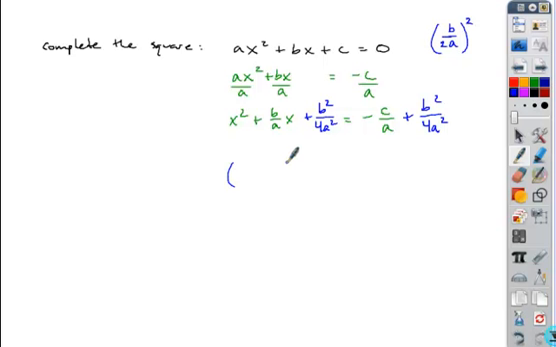And the whole point of doing that is it allows me to write this left side as a binomial square. First term always x. The second term is whatever I squared in this completing the square step. So I'm going to add b over 2a. And that's equal to, and what I'm going to do on this side is I'm going to write these all as one single fraction. So I'm going to make my LCD.